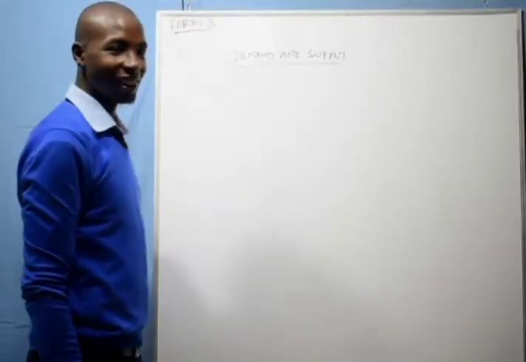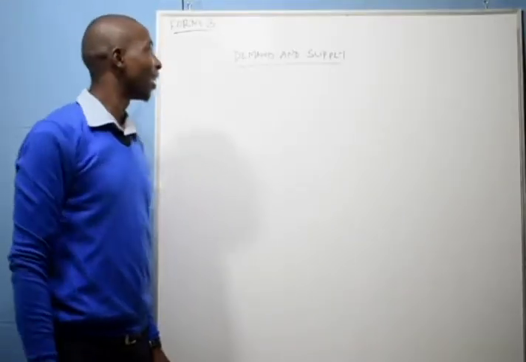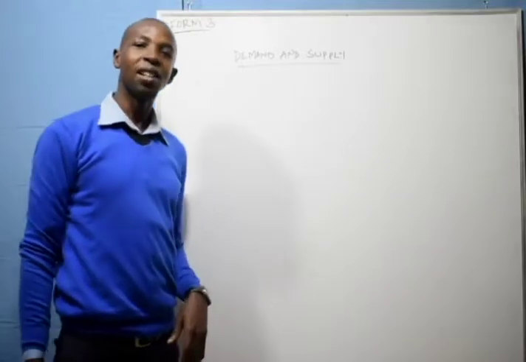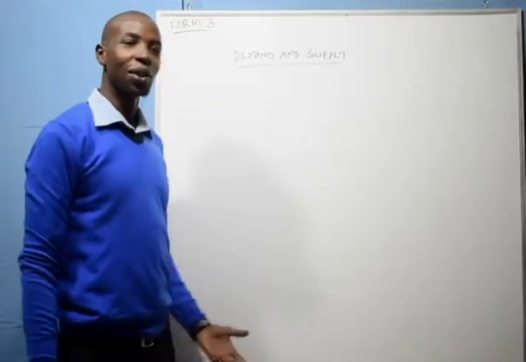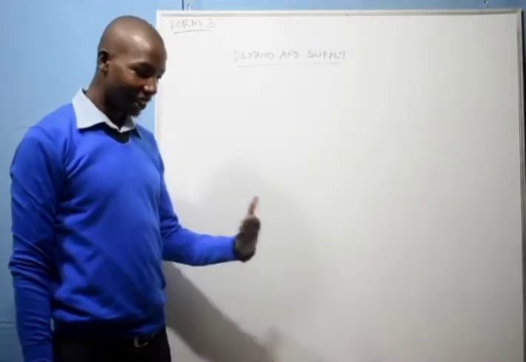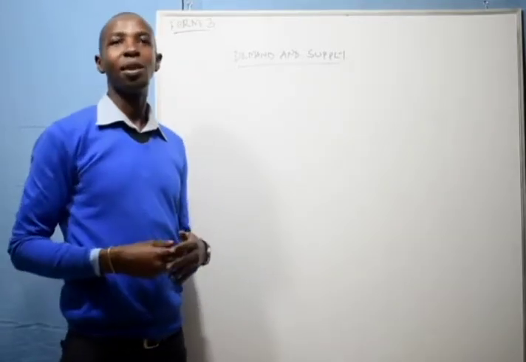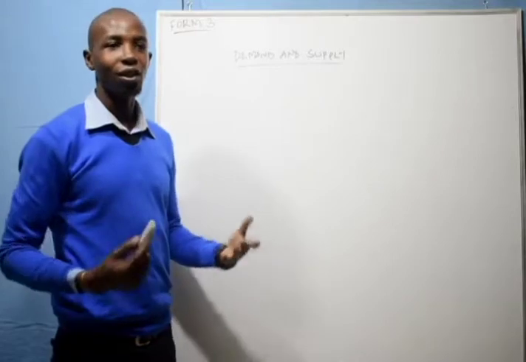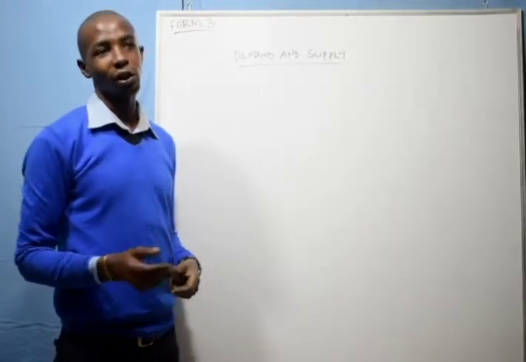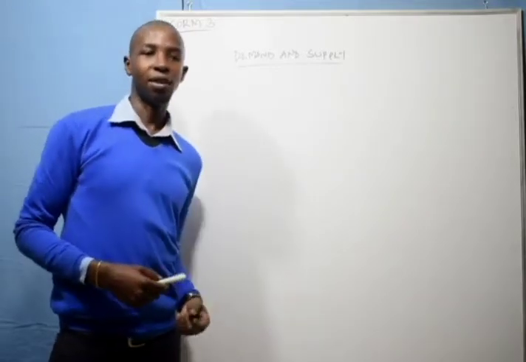Hello students, today I want us to learn the topic demand and supply. As we know, demand is what people want. For example, you may want to eat today. What do you want to eat? I want to eat a bread. That is the demand of the bread.